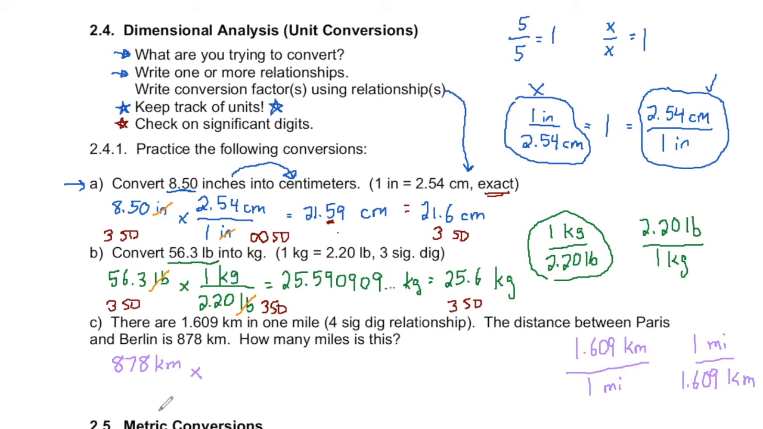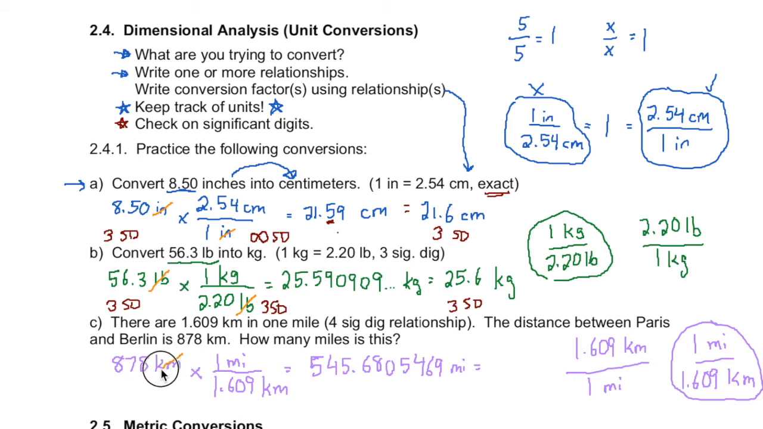For this last one, the amount we want to convert is 878 kilometers. 1.609 kilometers is not the distance we're trying to convert. That is the relationship. This number is used to write our conversion factors because that is our relationship. This number, 878 kilometers, is what we want to convert. In order to convert that, this conversion factor is going to be more useful to cancel the kilometers.